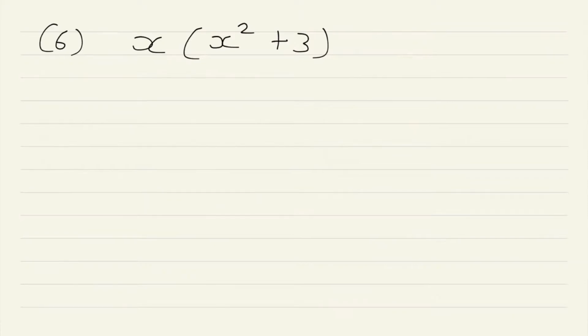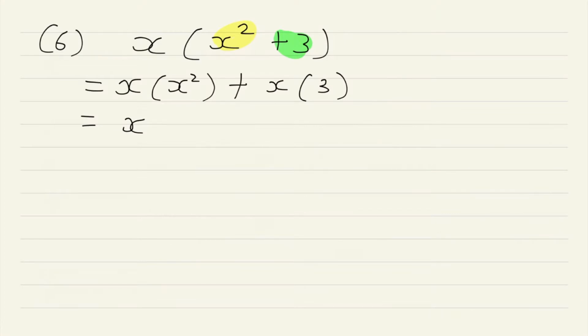Similarly, if we have x multiplied to x squared plus 3, we can use the same property. So that would be x times the first term, which is x squared, plus x times the second term. So that's x to the 1 plus 2, plus x times 3. So that's x to the third power plus 3x.